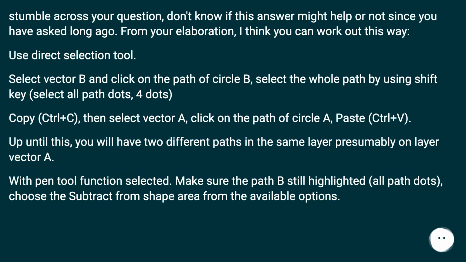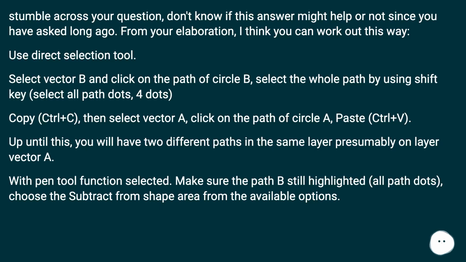Stumbled across your question, don't know if this answer might help or not since you asked long ago. From your elaboration, I think you can work it out this way. Use the Direct Selection tool. Select vector B and click on the path of circle B. Select the whole path by using the Shift key. Select all path dots, 4 dots. Copy, Ctrl+C, then select vector A. Click on the path of circle A, paste, Ctrl+V.